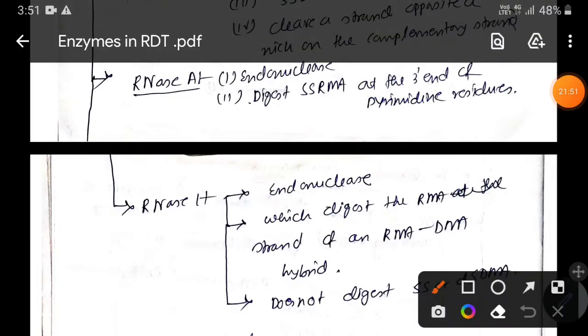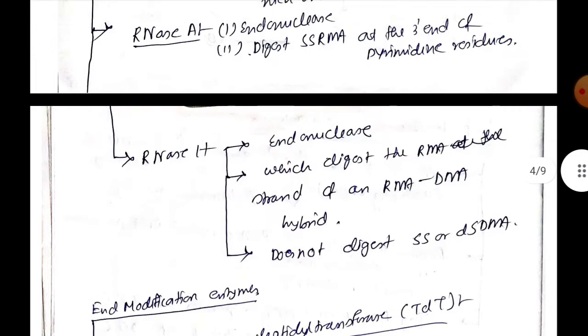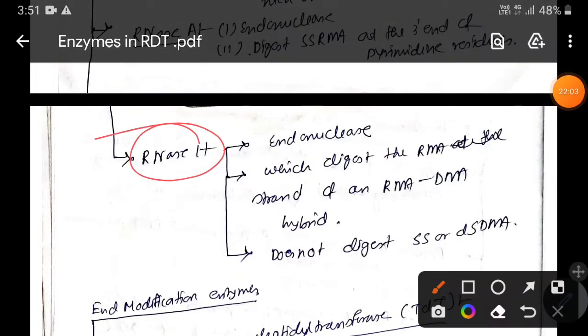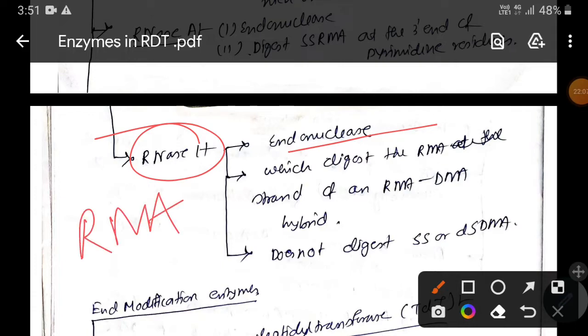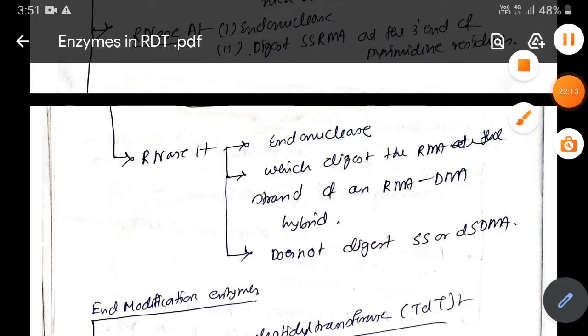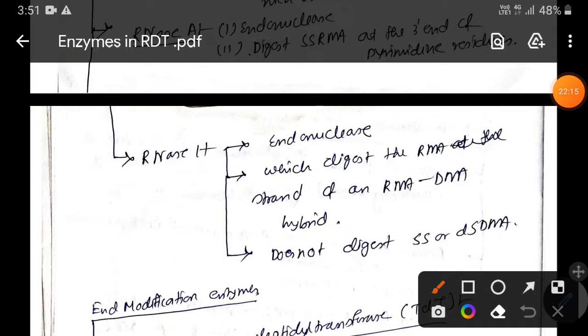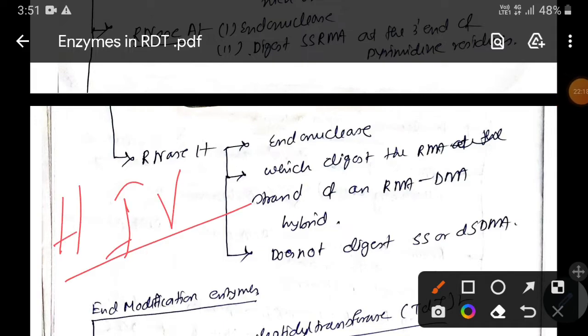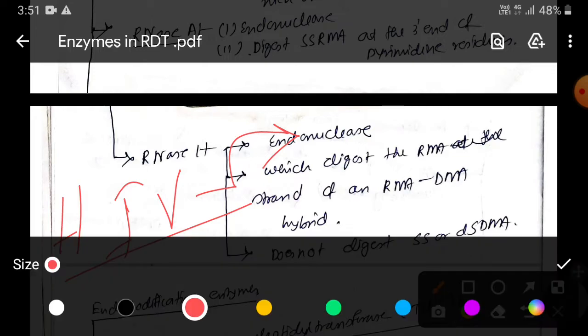Okay, so now let's move to RNase A. RNase A is an endonuclease that digests single stranded RNA at the 3' end of the pyrimidine residue. Okay, so now let's move on to RNase H. This is an endonuclease and it digests the RNA strand of the RNA-DNA hybrid. It does not digest single stranded or double stranded DNA. You can find RNase H in HIV virus replication. I have already uploaded a video regarding HIV virus. You can watch it if you want.